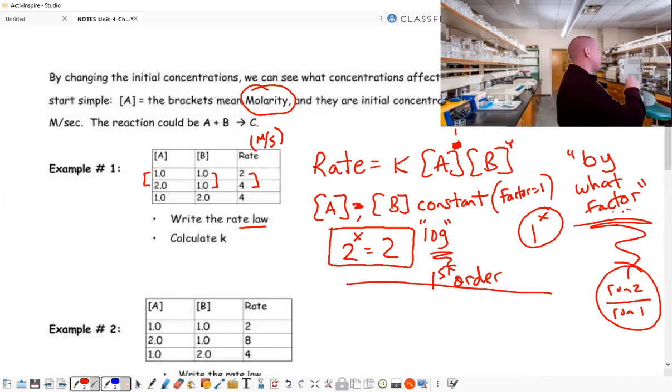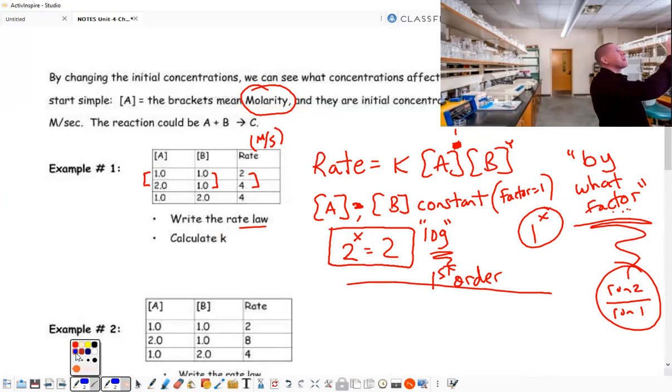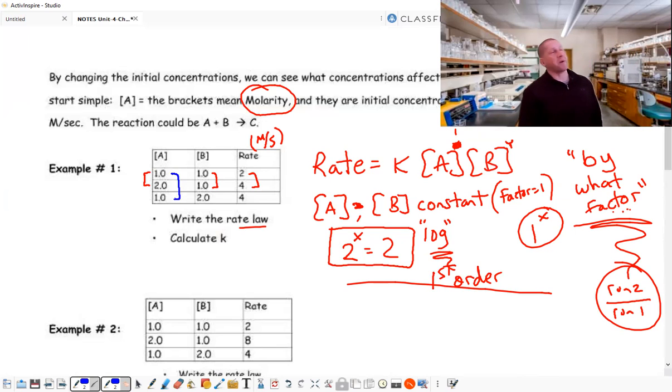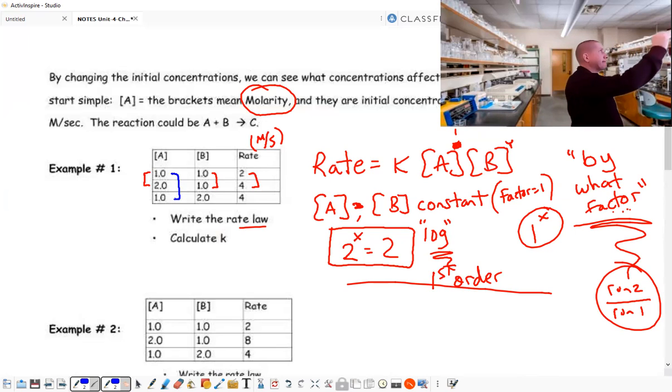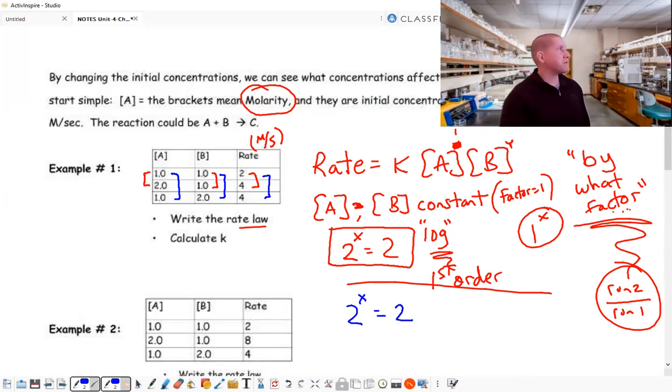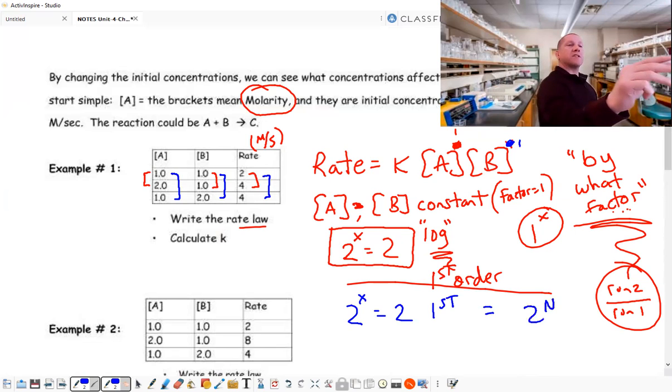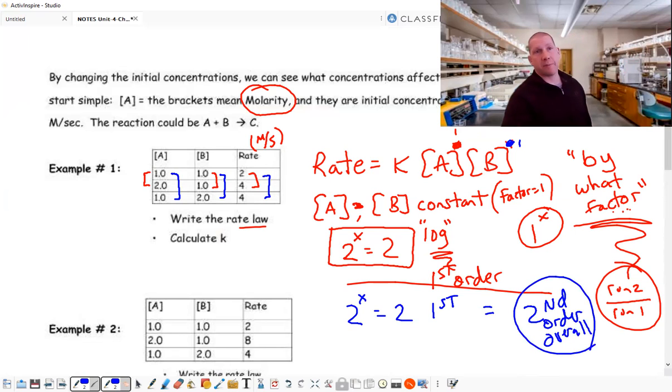All right, so which 2 do I want to do b? Let me change the color just to let us know we're doing b. Notice in the first and the third experiment, a is not changing. So again, we don't want a to change. B changes though. B doubles. And the rate goes from 2 to 4. And so the rate also doubles. So 2 to what power gives us a 2 once again. B is also first order with respect to b. So it is second order overall. Overall, you just add them together. So first order with respect to a, first order with respect to b, second order overall.